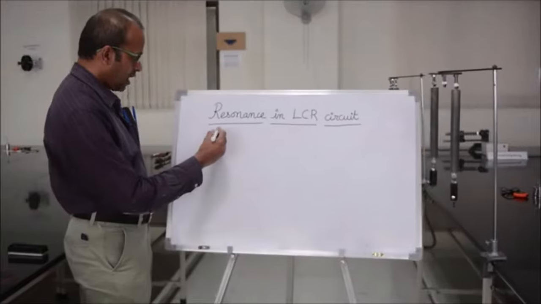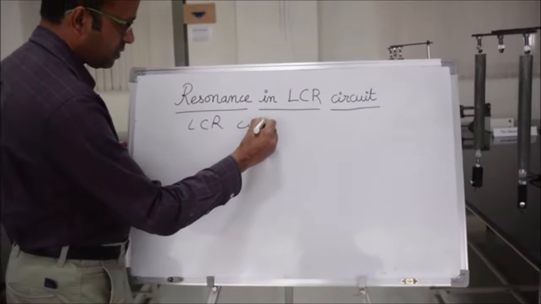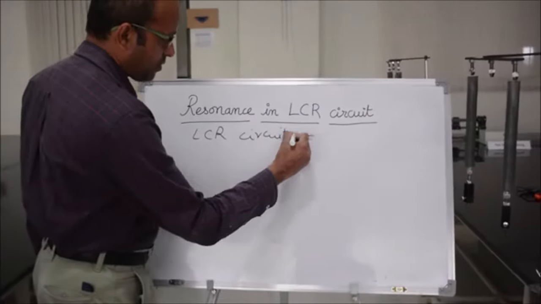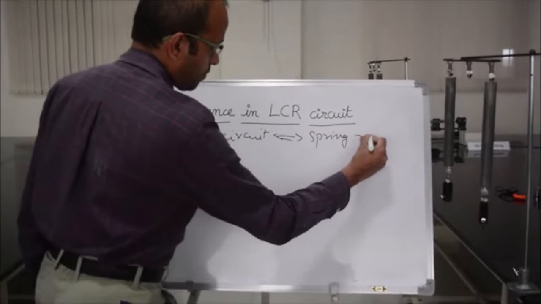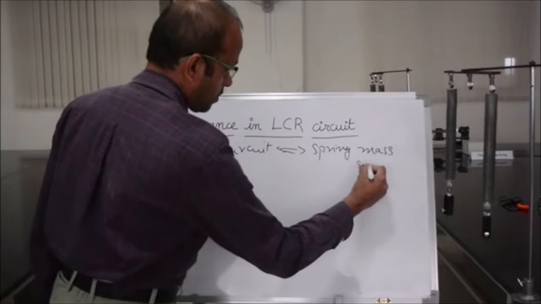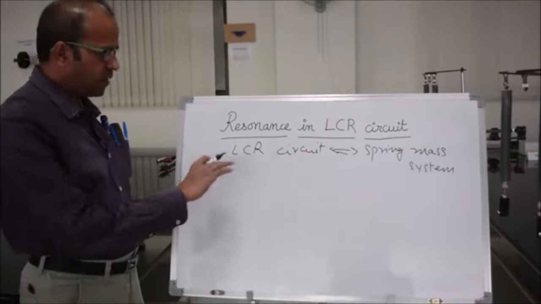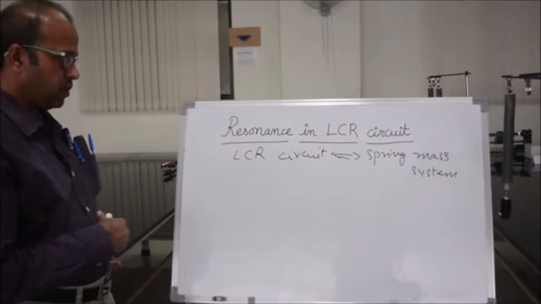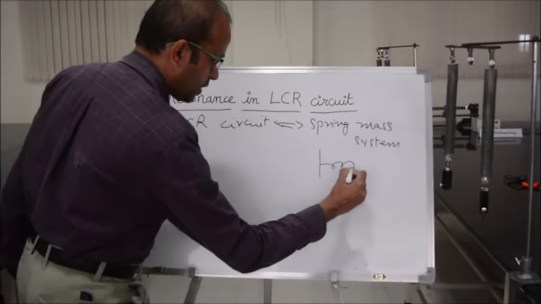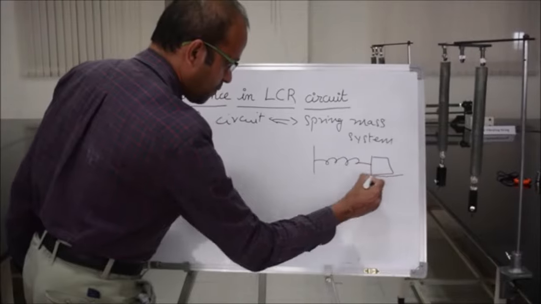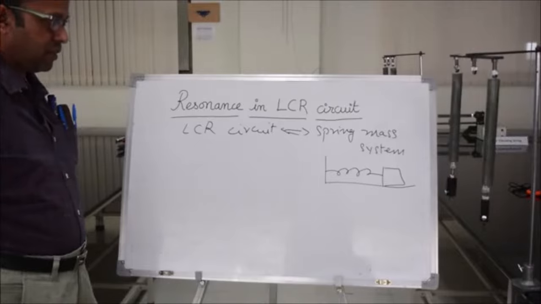So for that, I want to stress the analogy between an LCR circuit and a spring mass system. So let's find out what is the analogy between these two. Now, you know what is a spring mass system. So there is a spring and then there is a mass at the other end. Okay, and let's say there is some damping there. There is some viscous damping, right?